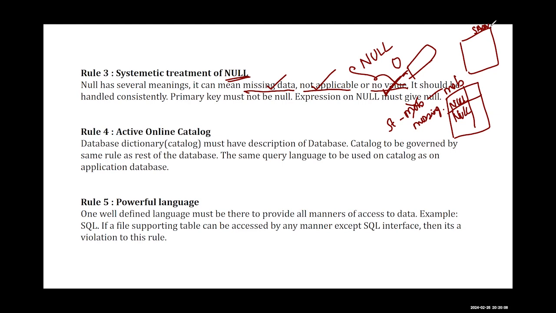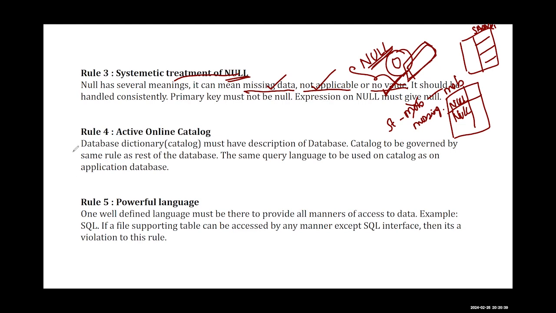So expression of null must give null. And also you can see this example where suppose a salary column, so we cannot have a value for a student, isn't it? For a student, a salary column becomes not applicable or no value. So that is also another form of null. So remember, null, 0 and not having any value, leaving the database empty, are entirely different things. So we should treat the null in a systematic way. Okay, so that becomes your rule 3.